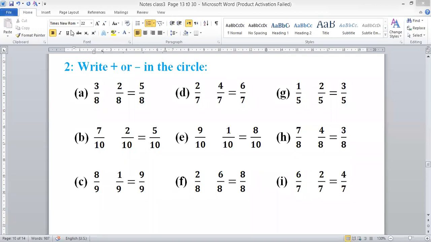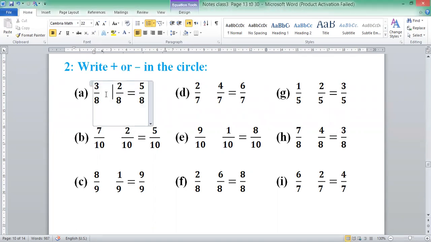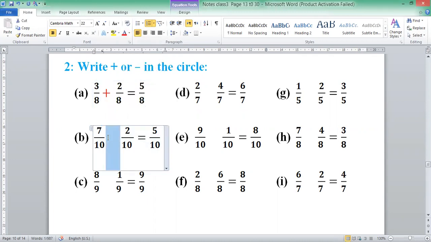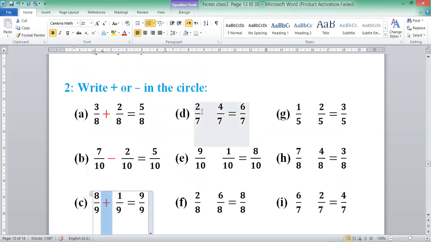In this way, we can put plus or minus sign in the rest. In the first, we will put plus here, minus in part C. 8 over 9 dash 1 over 9 equal to 9 over 9. Here we have 9. It means 8 and 1 are adding. Therefore, we put plus.